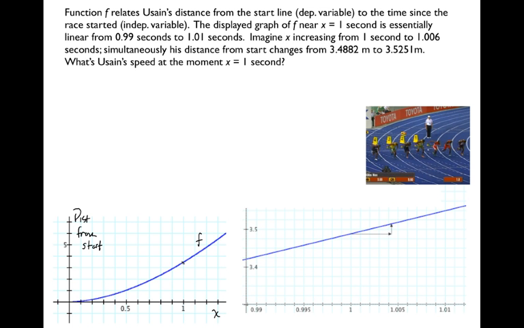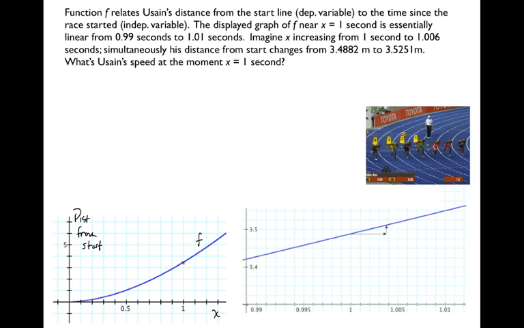Okay, so let's look at the situation here. Distance from start, time since the race started, we talked about that. The displayed graph of f near x equals 1 is essentially linear from 0.99 to 1.01. So therefore, we have a rate of change at this moment. Okay? Imagine x increasing from 1 to 1.006. Simultaneously, his distance from start changes from 3.4882 meters to 3.5251 meters. Okay? And you're watching it happen dynamically over and over again. What's Usain's speed at the moment x equals 1 second?